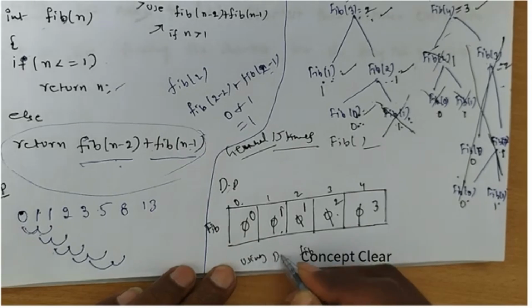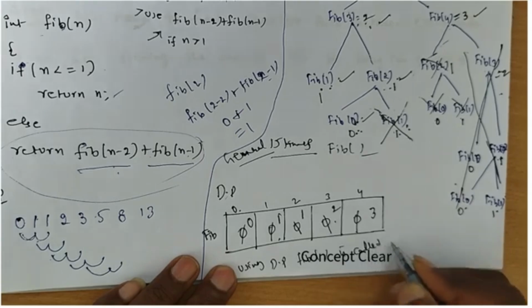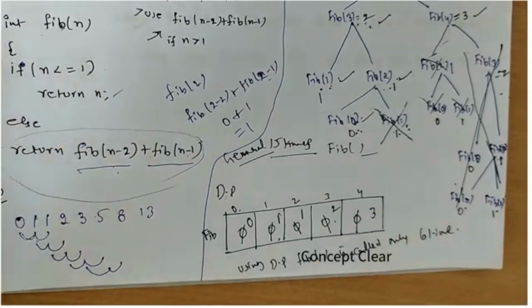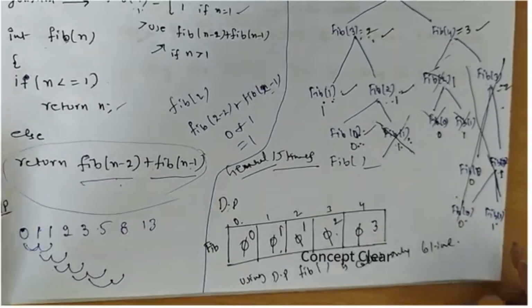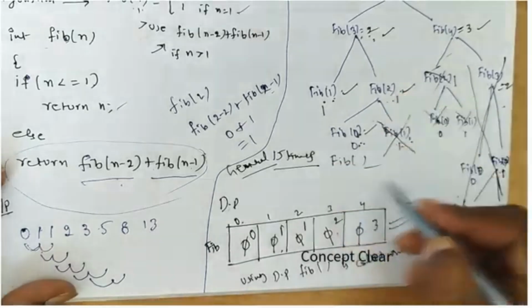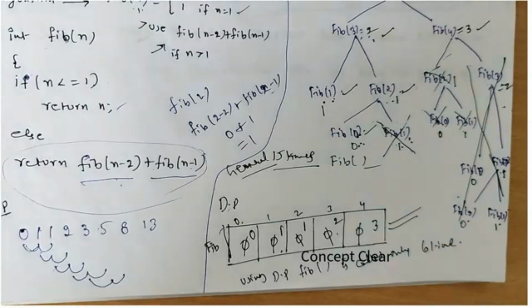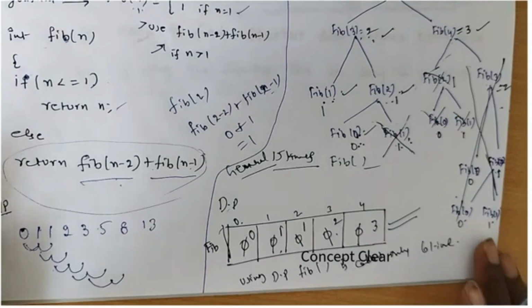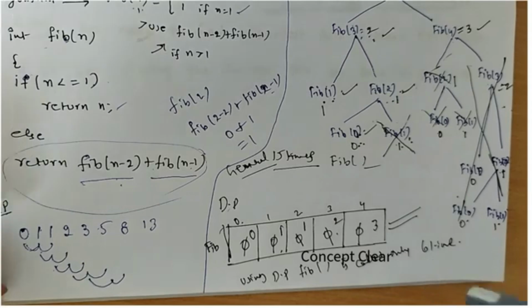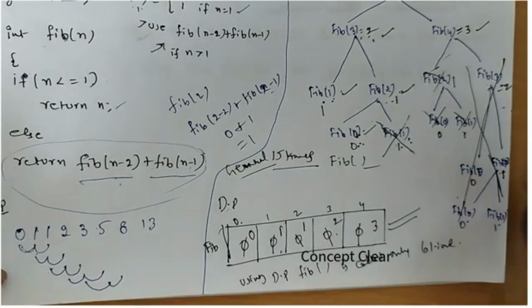Using dynamic programming, the fib function is called only 6 times. Why? Because we stored these fib values in the array. In dynamic programming, we are storing solutions of subproblems in the array. So it is easy compared to the other general methods.